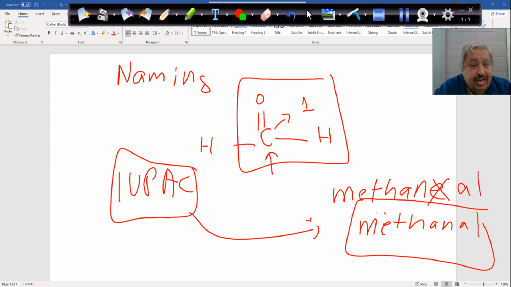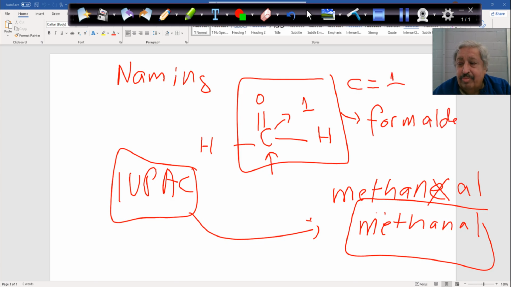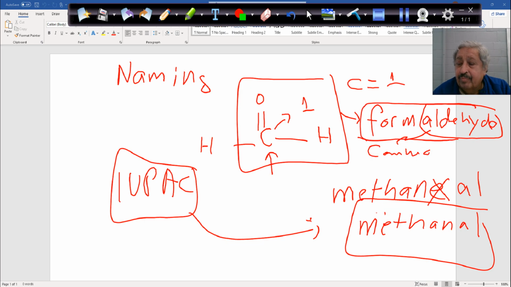That's a real name. Now the commercial name, because it has one carbon, I said it's formaldehyde. Form, because it has one carbon. This is formaldehyde. Remember, our common name will always end up with the functional group, and this is called here the common name. Correct? Somebody will tell me where you use formaldehyde.